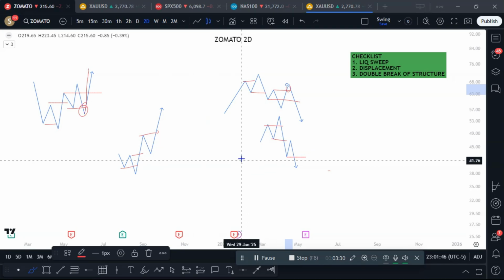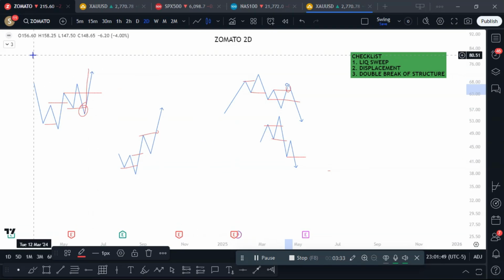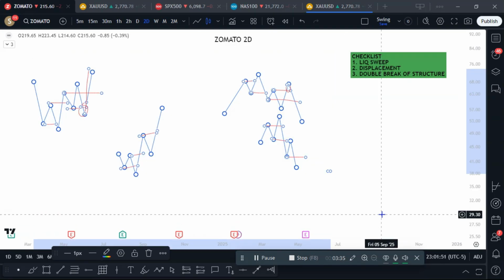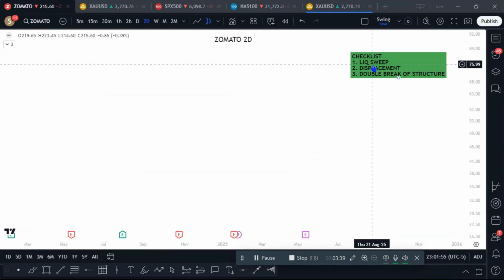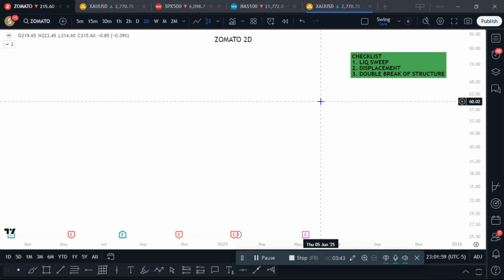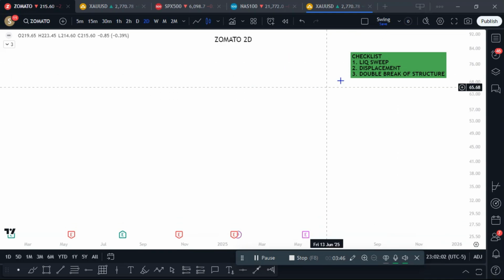So this is the theory. Now let me show you on the real charts so you will get real clarity. Make sure these 3 checklists are very important: liquidity sweep, displacement, double break of a structure, and the time frame we are going to use is 1 hour. Okay, so let me show you examples on the chart.